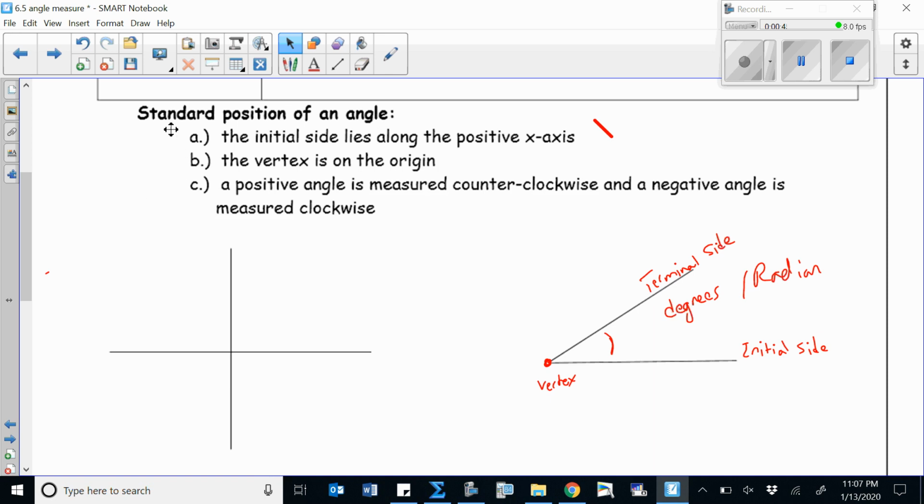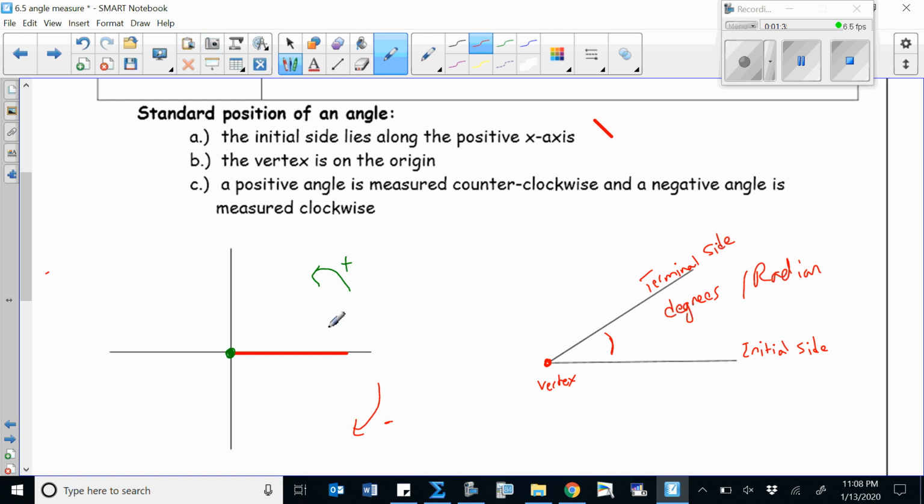An angle is in standard position if the initial side lies along the positive x-axis, like this. The vertex is on the origin, so this vertex which you see here should be on the origin over here. And then a positive angle is measured counterclockwise, so if I go this way, the direction of my angle goes this way, then it's a positive angle. But if it goes this way, then we have a negative angle.